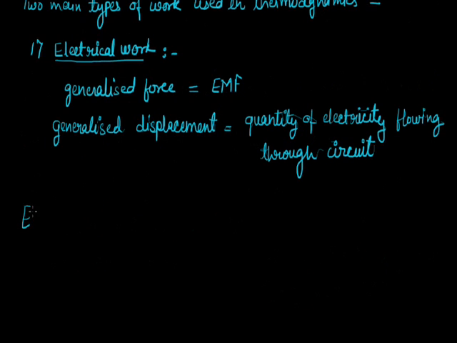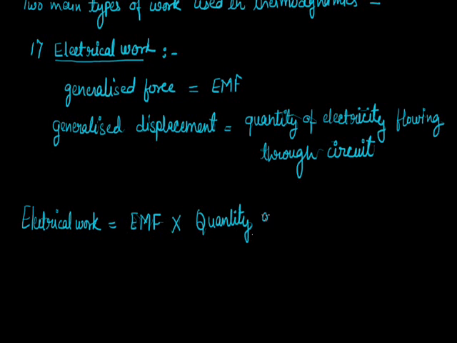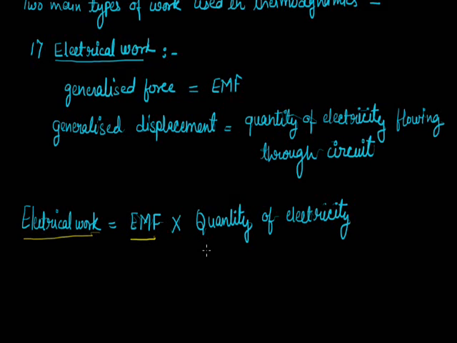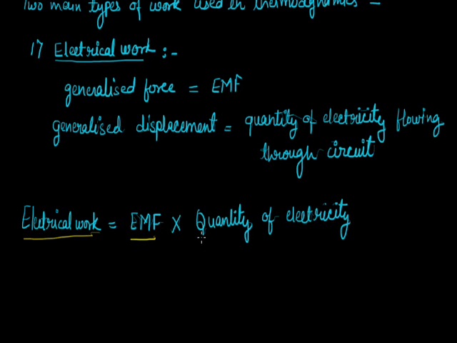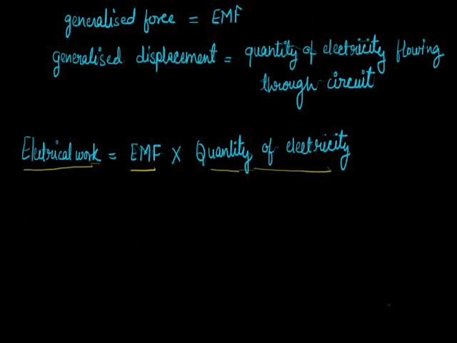So the electrical work will be, what is the generalized force? That is an EMF into the generalized displacement, meaning the quantity of electricity. So this is the formula for electrical work, meaning work is the force into displacement. Here for the electrical work, force will be EMF and displacement is the quantity of electricity which is flowing through the circuit.